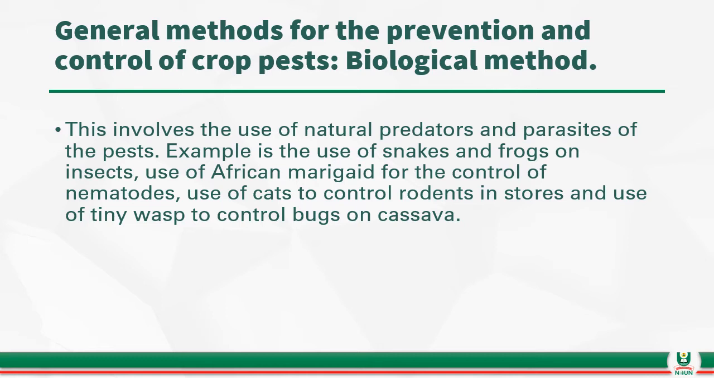And the use of African marigold for the control of nematodes, use of cats to control rodents. When you see that the rodent is a problem, you put cats there, they eat them. And the use of tiny wasps to control bugs on cassava. These are biological methods.